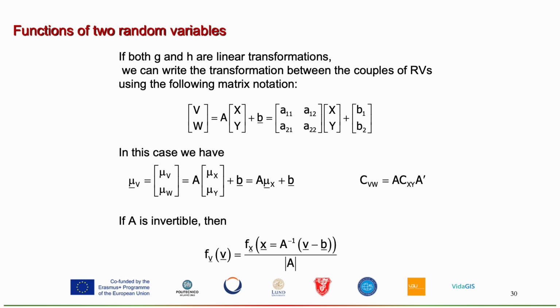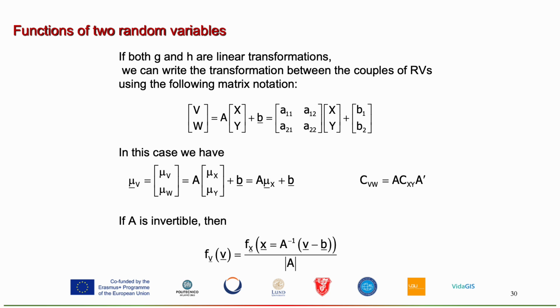So, from a matricial point of view, this relation can be written as follows. You have a vector (V, W). This vector is equal to a certain matrix A that multiplies the vector (x, y) plus a vector B. If you want to be more explicit, the A matrix contains 4 terms, named A11, A12, A21, A22. In particular, V will be equal to A11x plus A12y plus B1, and W will be equal to A21x plus A22y plus B2.